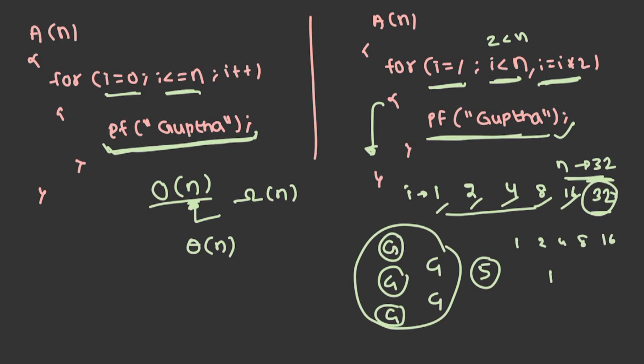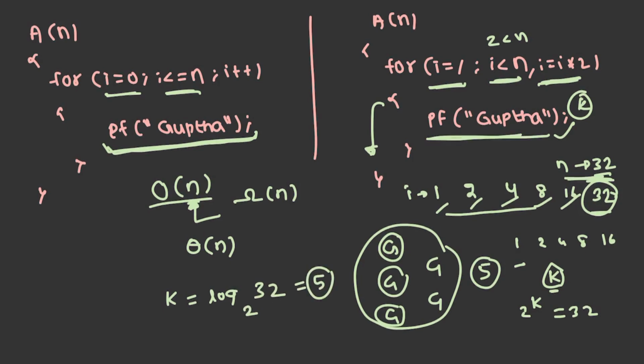So let's say after k stages, the value of i will be 2 power k. You just need to understand that after k stages means it has completed k iterations, so it has entered the loop k times. 2 power k, it stops when this value is equal to 32. That is, k is equal to log 32 to the base 2, which is equal to 5 in this case.